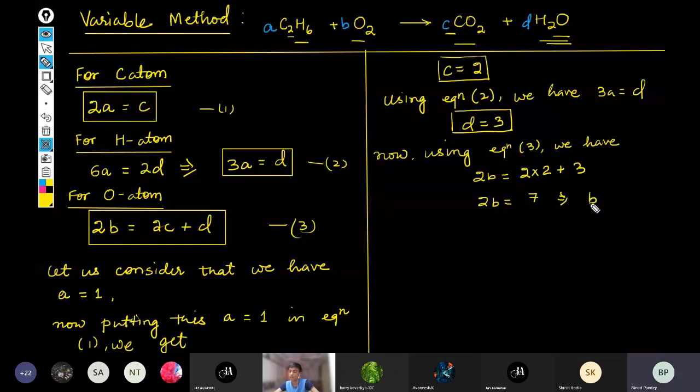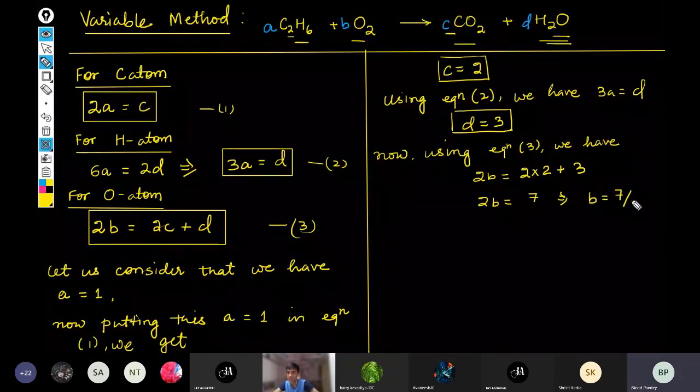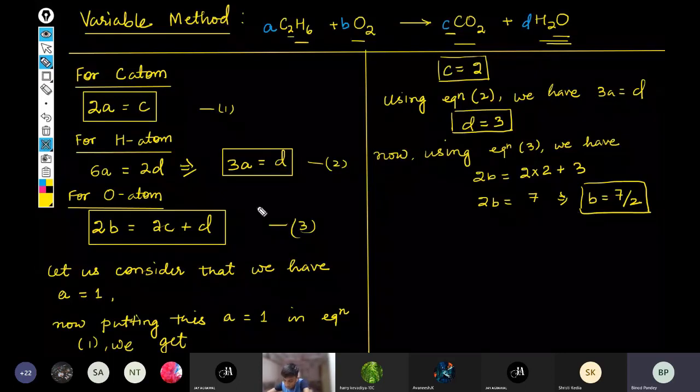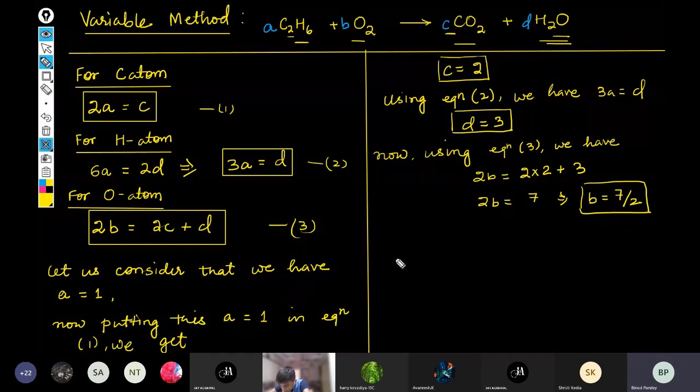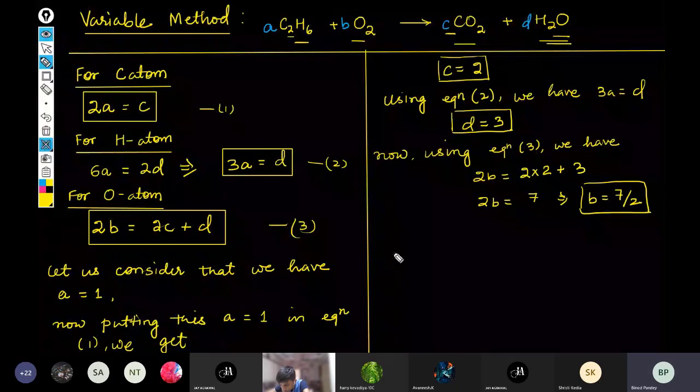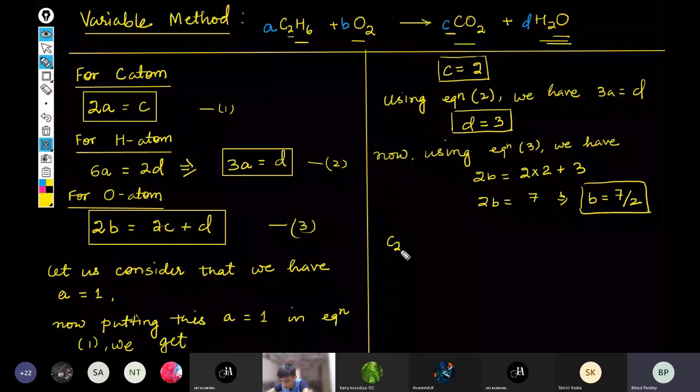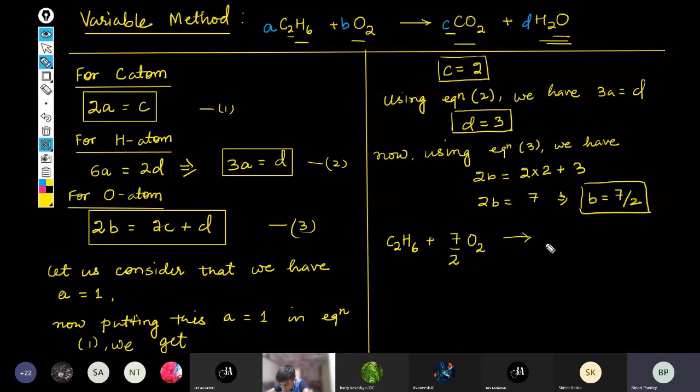Yes, sir. Now we know about A, B, C and D. So it's time to put all these coefficient values in the above equation. A is equal to how much, children? A is equal to 1, so this will be C2H6 only. B is 7 upon 2, O2 reacts to give us C, which is 2, so 2CO2, plus D, which is 3, so it is 3H2O.